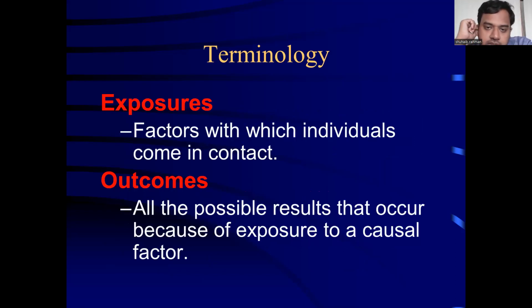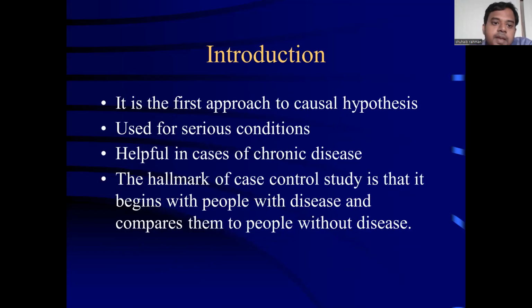So the two terminologies here we commonly use are exposure and outcome. The factors with which individuals come into contact are called exposures, and all possible results that occur because of exposure to a causal factor are the outcome. Outcome can be death, it can be a disease, it can be a cure, and it can be a number of things. The outcome depends on your exposure.